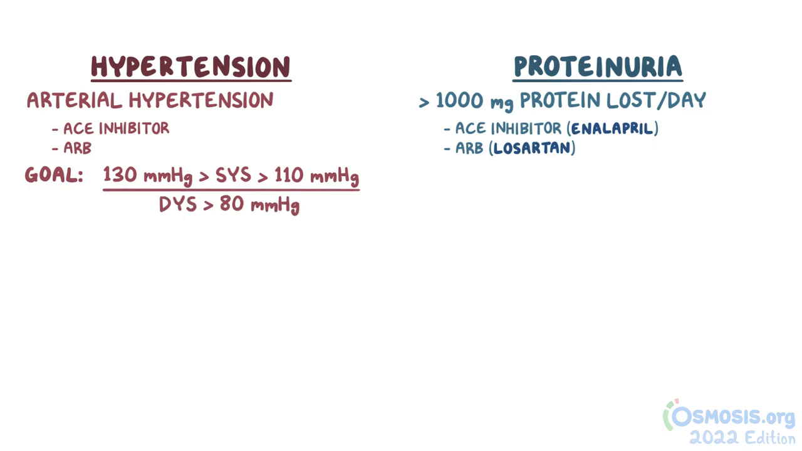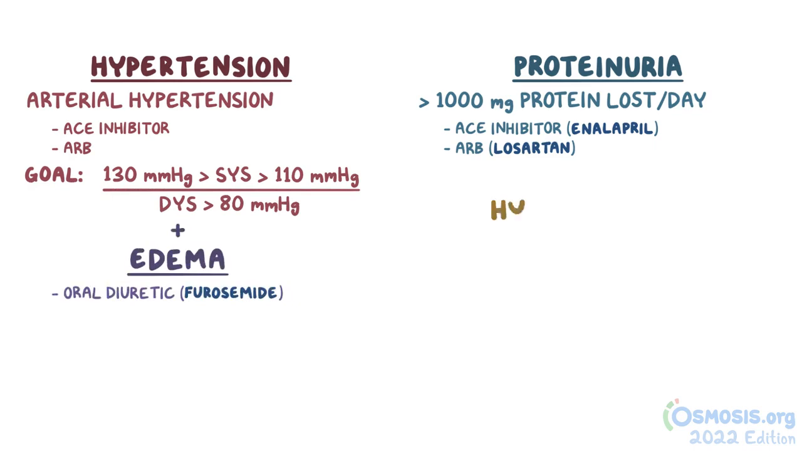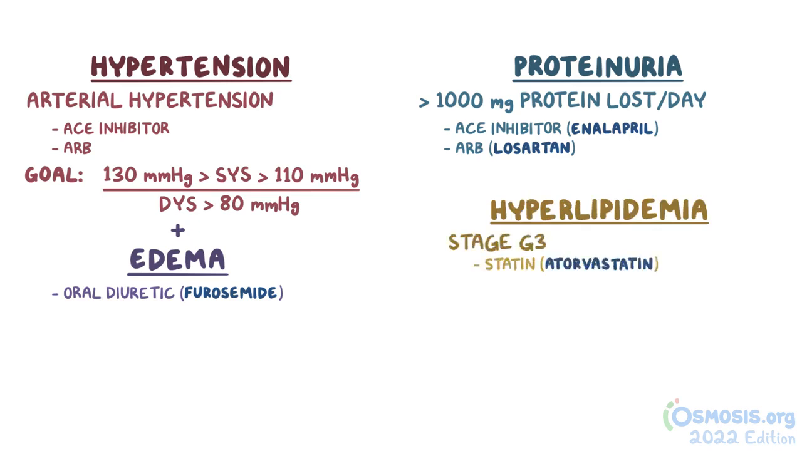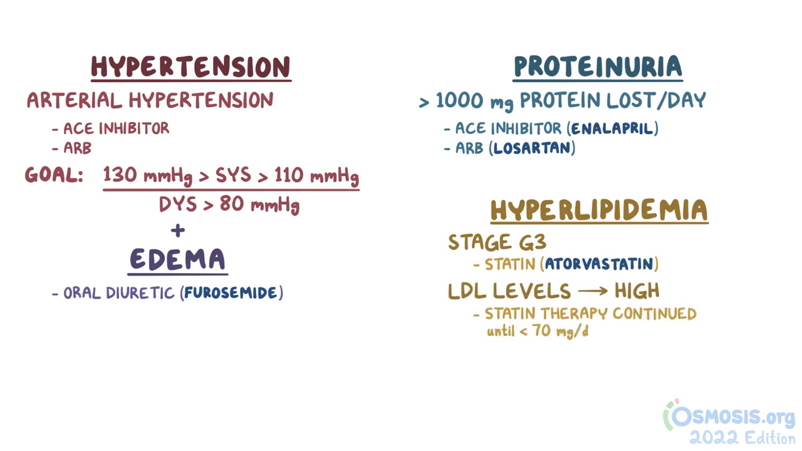Now, if there's both hypertension and edema, then an oral diuretic like furosemide is given as a first choice. Another risk factor is hyperlipidemia. Now, when individuals are at stage G3, they should be started on a statin, like atorvastatin, to reduce the risk of cardiovascular disease. If LDL levels are high, statin therapy is recommended until the level is below 70 milligrams per deciliter. If there's hypertriglyceridemia, which is when triglycerides are above 200 milligrams per deciliter, then weight loss and exercise are recommended.